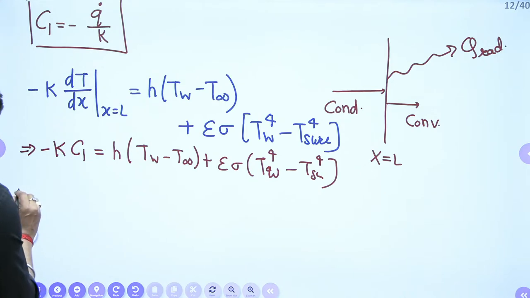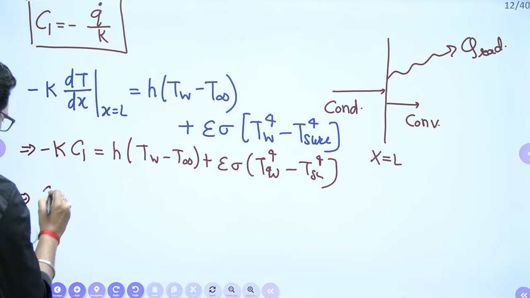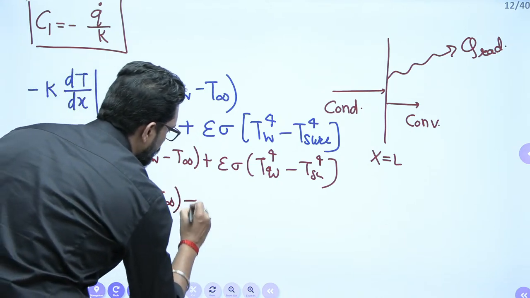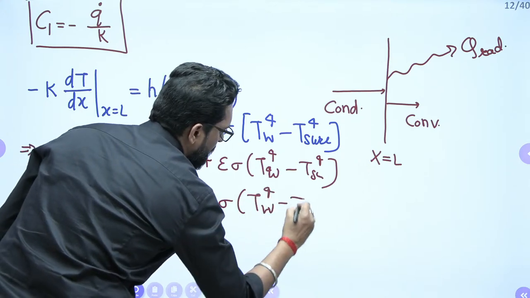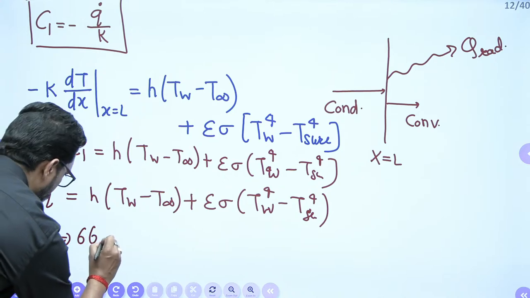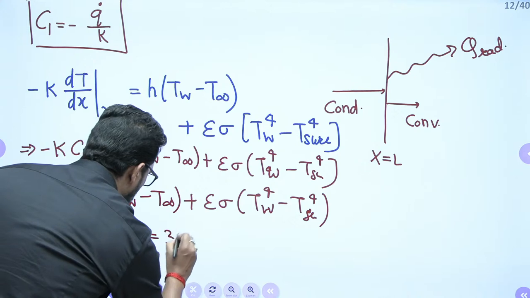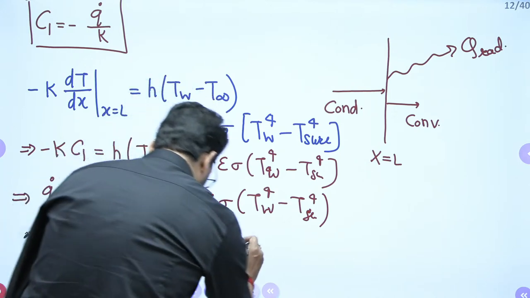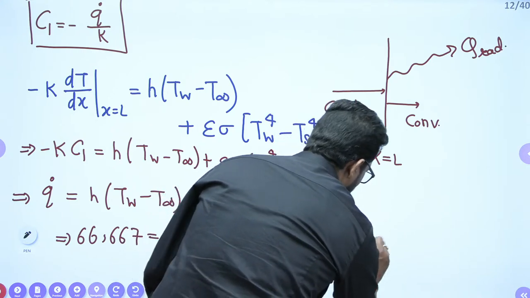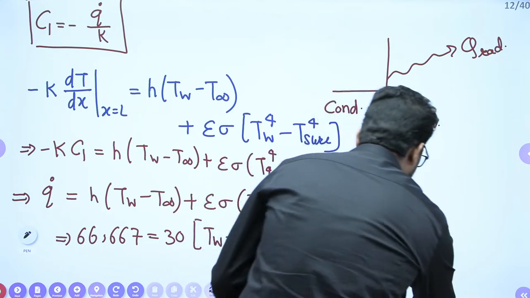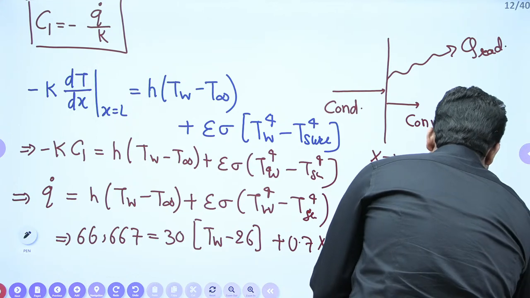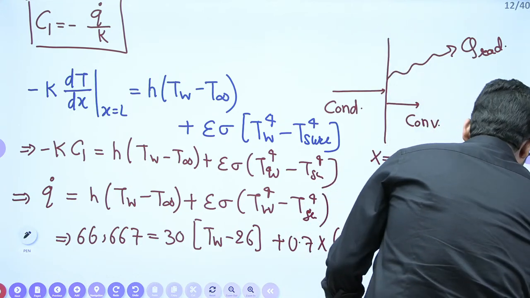No problem. So what is your heat flux? Heat flux q dot is equal to h times T wall minus T infinity, the free stream temperature, plus epsilon sigma T wall to the power 4 minus T surrounding to the power 4. Put all these values. You know the heat flux, 6667. What is the h value? 30. The wall temperature you have to find. Minus infinite temperature 26, plus emissivity 0.7 into Boltzmann constant 5.67 times 10 to the power minus 8, into wall temperature, that means T wall plus 273, to the power 4, because it is in Kelvin, minus 290 to the power 4.